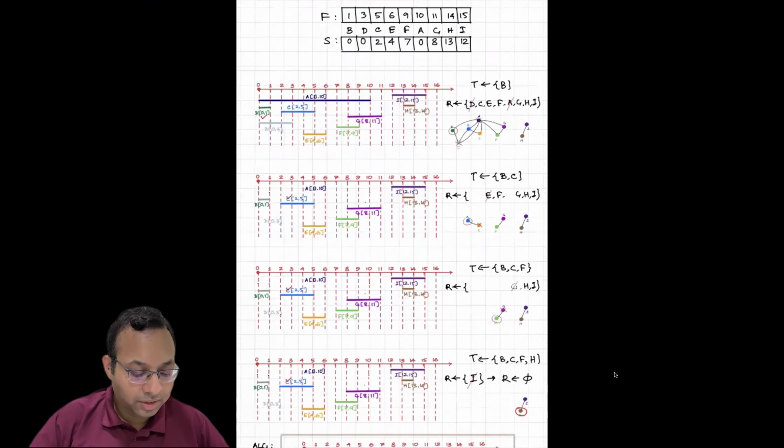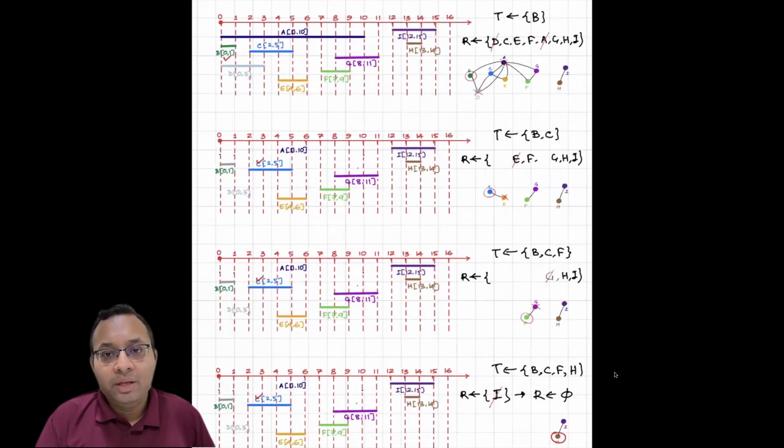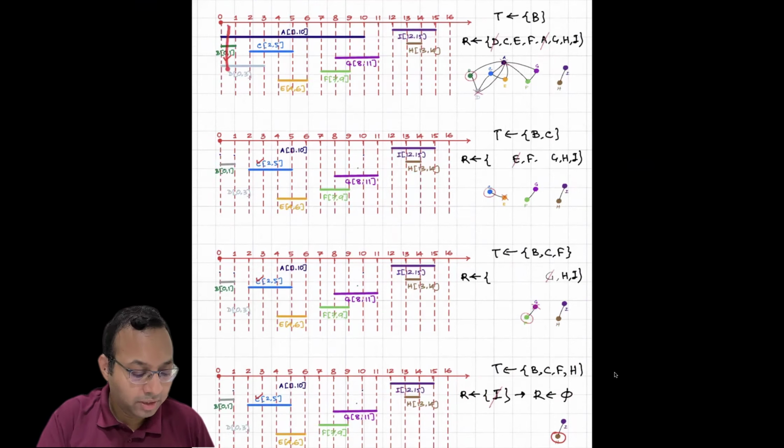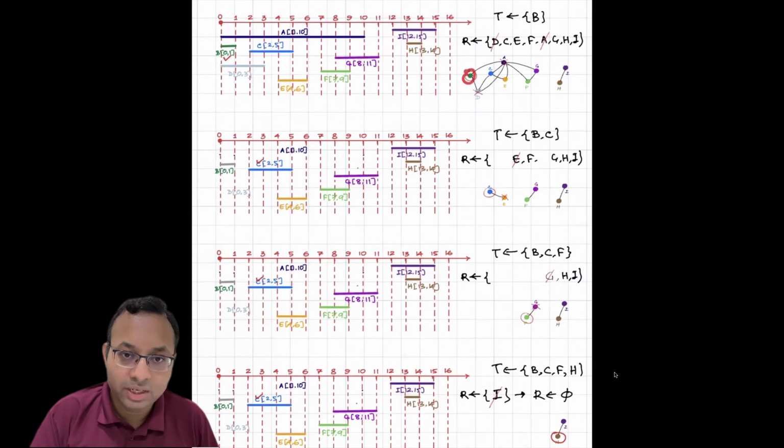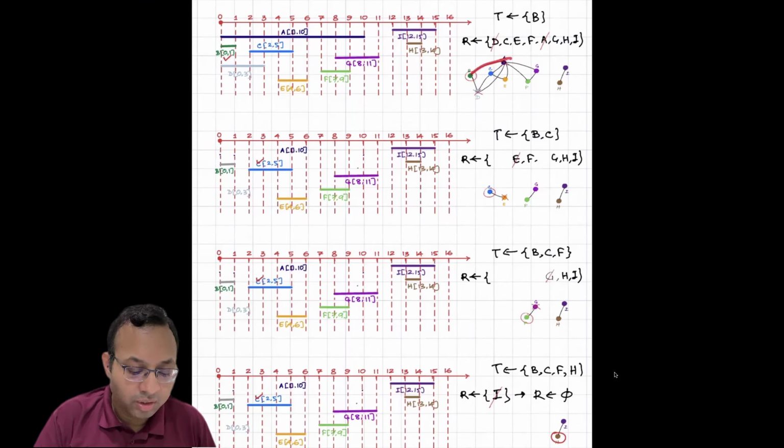Now, let's look at how the algorithm works. In the beginning, among all jobs, we find B has the earliest finishing time, so we'll select B. And then we remove all the jobs which are conflicting with B. In this time interval, A and D both are overlapping, so we'll remove A and D. In the intersection graph notation, we create a node for each of the intervals, and we create an edge between two nodes if the corresponding intervals overlap. In this case, for B, we are selecting the node B, then we are removing all the other nodes which have edges with B. So A and D are removed.